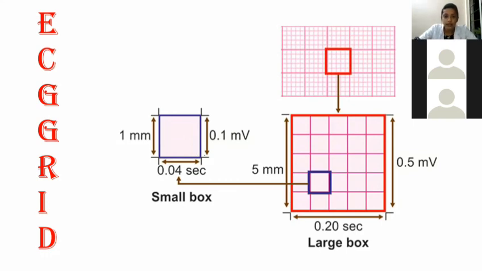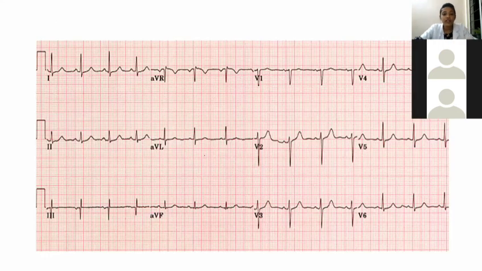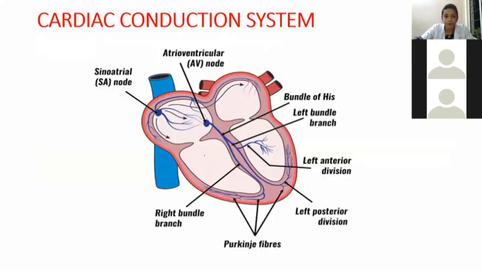So next we are moving on to the waves and segments. Here you can see a normal ECG, which is composed of normal waves and segments. This is the most important part which should be assessed in an ECG, so let's move on to that section. Before knowing about these different waves and segments, we should have an idea about the cardiac conduction system, so that according to those events the waves will be recorded in the ECG.